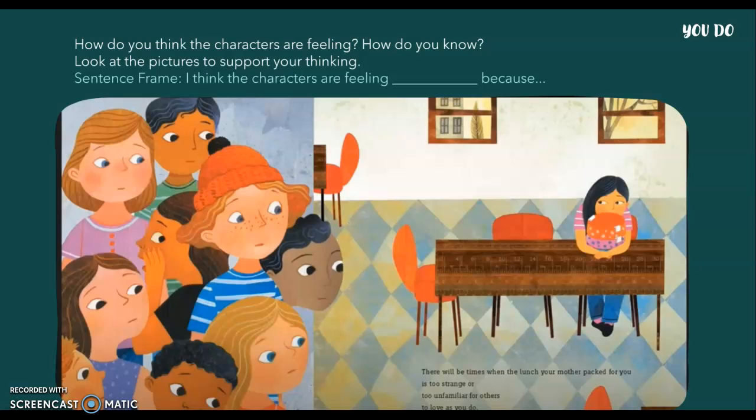How do you think the characters are feeling, and how do you know? Look at the pictures to support your thinking. Now it's your turn. Don't forget, you can use the sentence frame. I think the characters are feeling blank because.